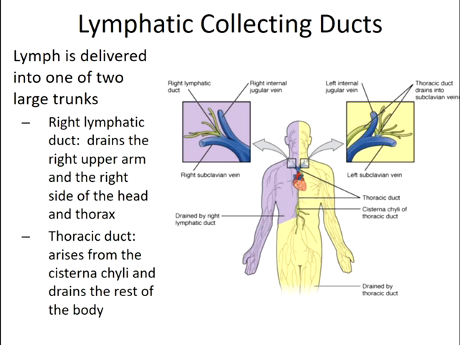So left side of the head, left side of the neck, left upper extremity, and then both the right and left lower extremities. So if I ask you on a future quiz, if I say true or false, the left lymphatic duct drains the entire body excluding what the right lymphatic duct drains, that answer would be false because there is no left lymphatic duct. It's called the thoracic duct.